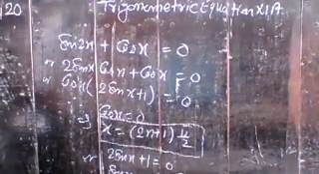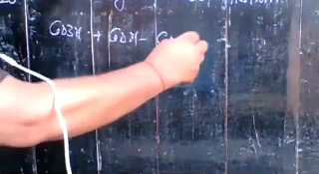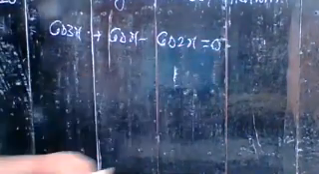Okay, right, next question. cos 3x + cos x - cos 2x is equal to 0. Here you have to solve it.